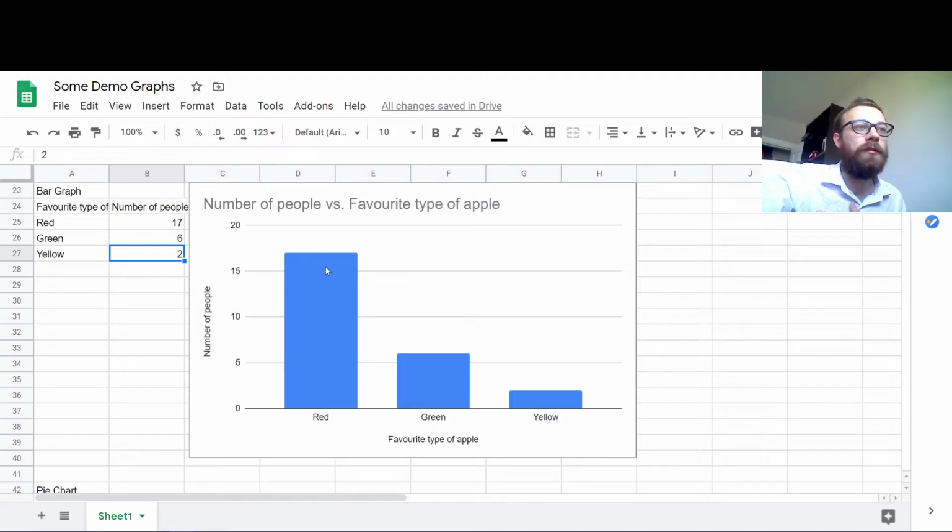And so you can see, quickly here, that red was the most favorite type of apple because more people chose it. So whenever you're looking at a graph, there are two things you want to look at right away. What are the axes? What is on the side here and what is on the side here? Well, this is the number of people that chose, and this is favorite type of apple.